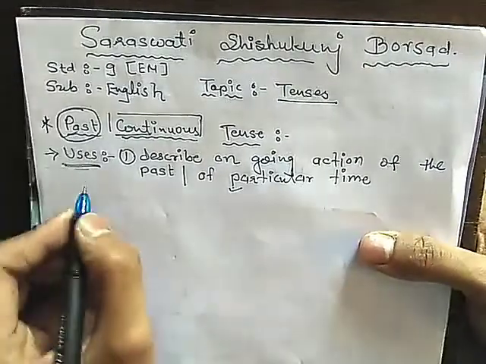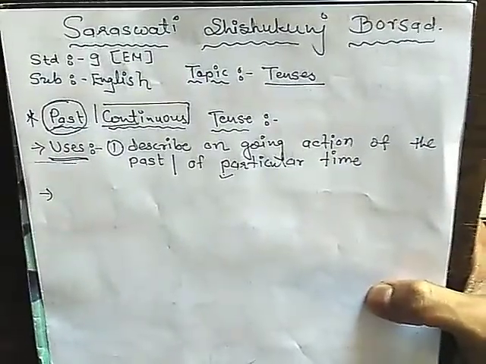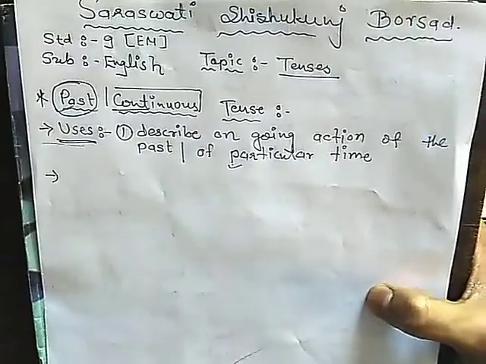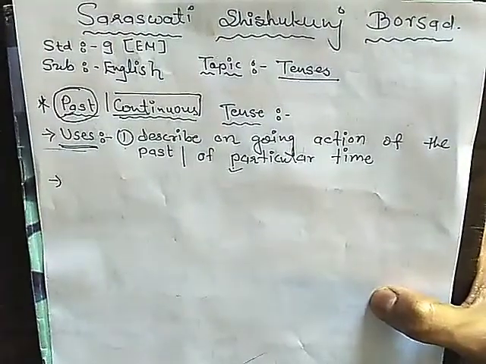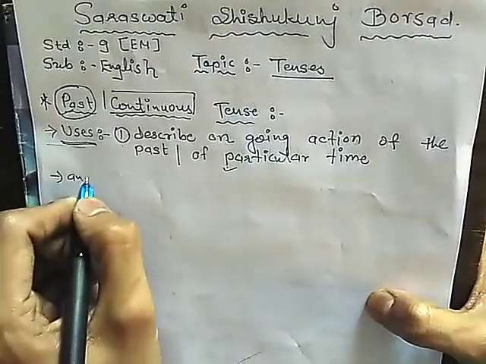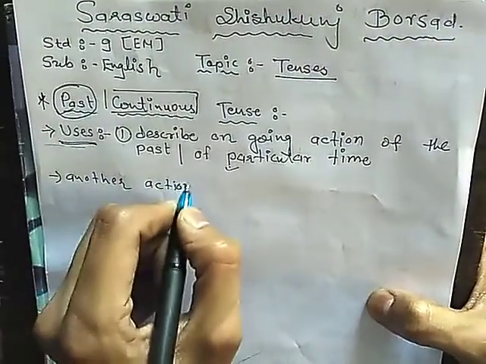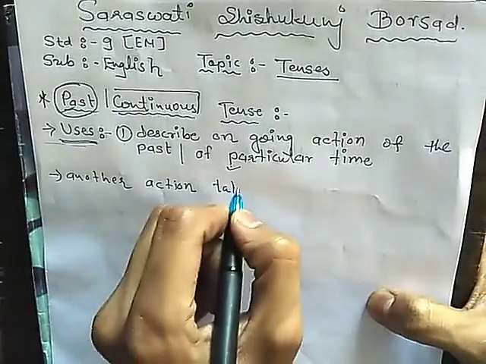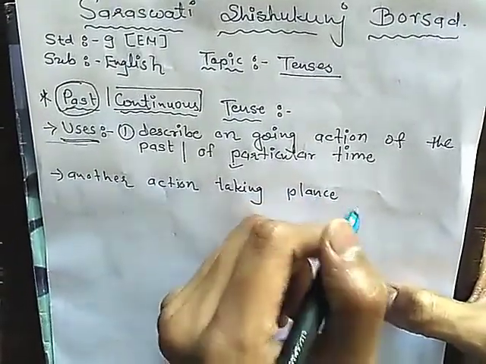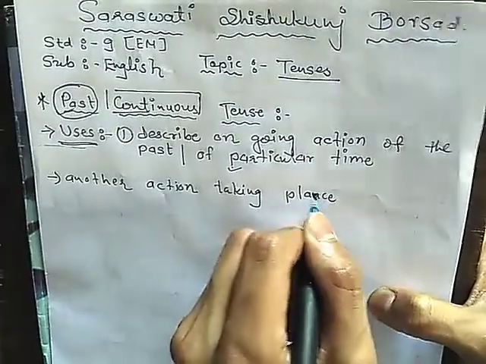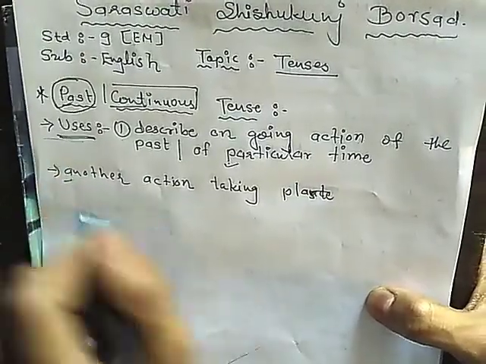Okay, another use is also there. No doubt here we are going to describe the ongoing action of the past, but at that particular time another action is also taking place in the past. We will see the examples so that you can get some idea of what kind of thing I am going to describe.